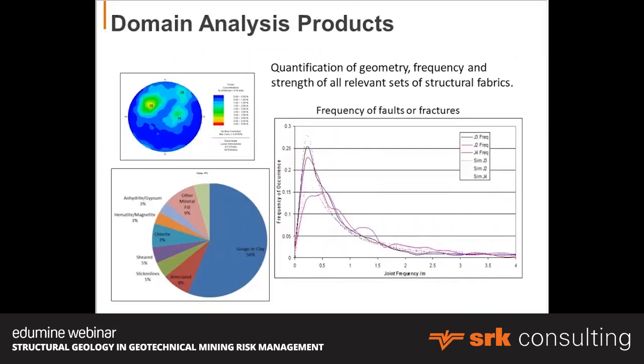So once you've got your domains, what you may have to do is actually summarize those properties for each of the domains. And if you're talking about the orientation of the structures in those domains, the pattern, then you can represent the pattern on the stereonet. If you're talking about the properties of the structures, perhaps you want to represent that on some sort of diagram that shows the relative percentage of different types of properties and their importance. Okay, in many cases the engineer needs to know the frequency of faults or fractures, and perhaps you'd want to represent that in some sort of histogram.